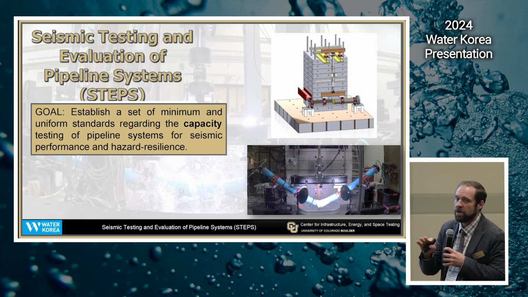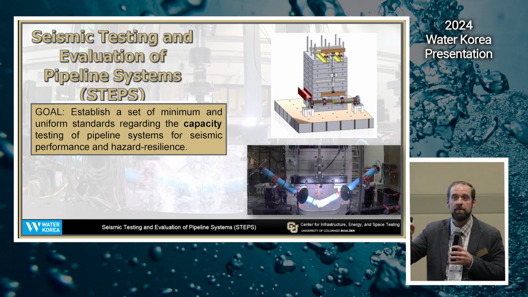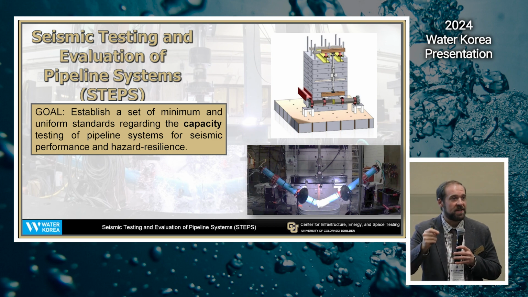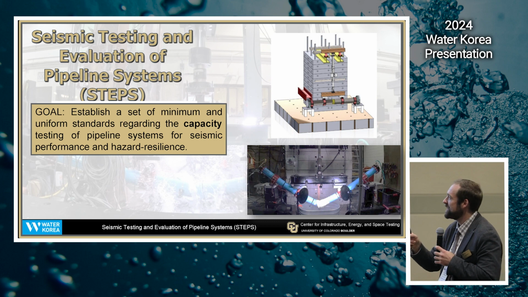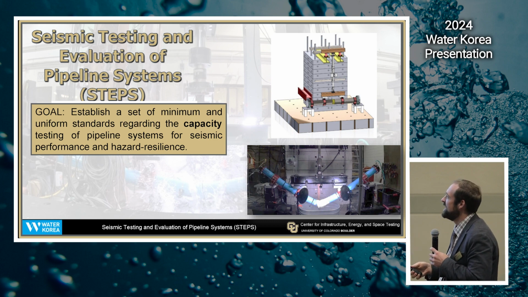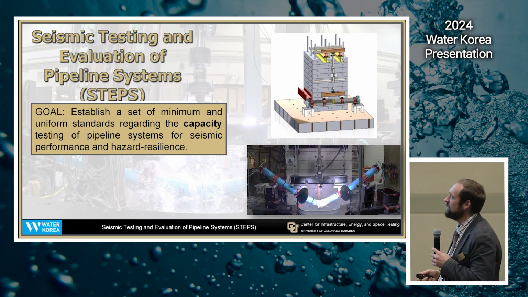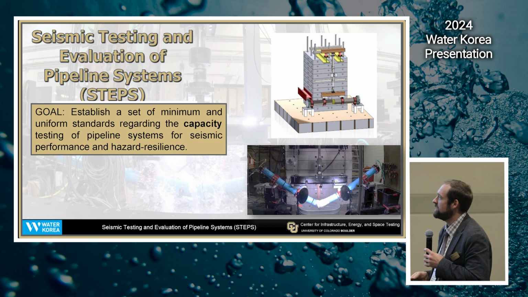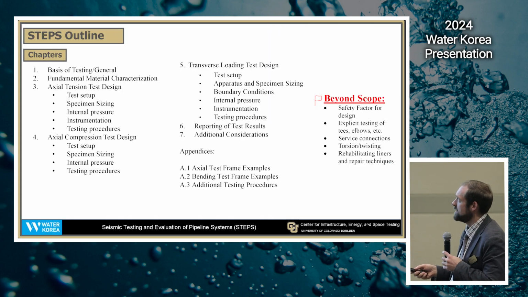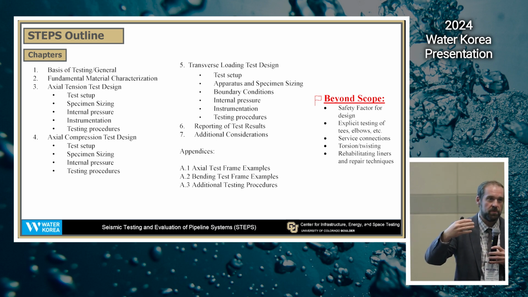So I'm going to talk a little bit about this, the standard seismic testing and evaluation of pipeline systems, which has a good acronym. Something that has a good acronym, it's got a chance, right? So we got a good acronym, and we got a chance for it to move forward. And it's a step in the right direction for what we want to accomplish with looking at the capacity of different pipeline systems for seismic response. This is a brief overview of some of the chapters and what it looks like.